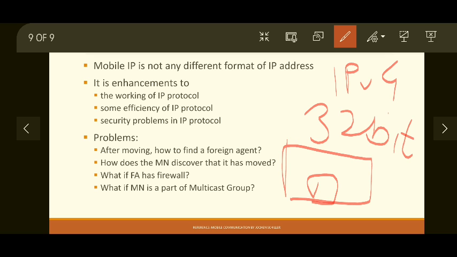Also it has to be delivered over the wireless media at the final end, because wireless media is susceptible to more degradation compared to wired media. And the third enhancement is an enhancement in the security issues of the IP protocol. Because of this encapsulation which is happening at the home agent and tunneling, packets will be more secure and the correspondent node will not know the location of the mobile node.